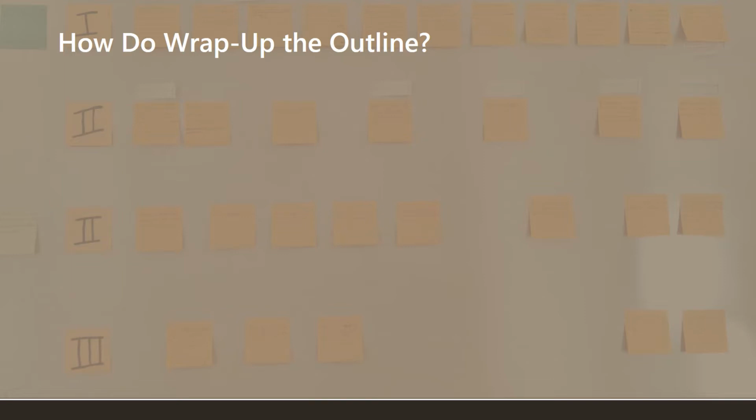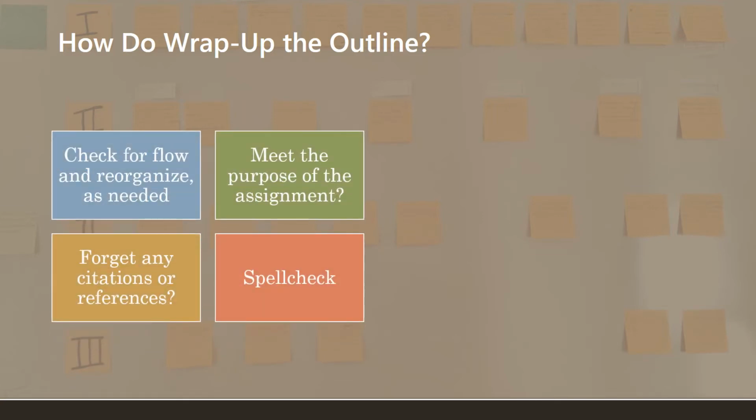Now that you have 4 levels, you may be asking yourself, how do I wrap all this up? Well, here's some advice. The first 4 things you want to check are these. You want to make sure that your outline flows. It's important that your outline flows because as you read your outline, you'll be writing your essay. And if your outline is choppy and confusing, your essay will also be confusing. So therefore, make sure that your outline flows nicely.